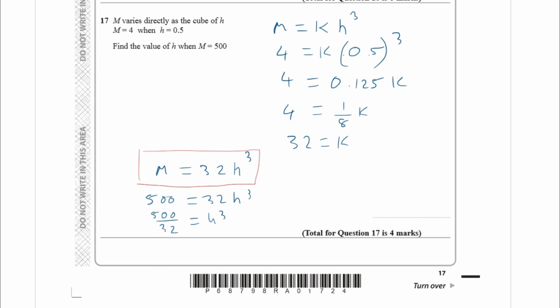And perhaps we can divide both sides by 4. So we can say 500 divided by 4 is 125, and 32 divided by 4 is 8, and this is equal to h cubed. And this is a spot when knowing your cube numbers is quite useful. 125 is 5 cubed. 8 is 2 cubed. So when you perform the cube root of 125 over 8, you get 5 over 2. So remember, to cancel out cube, you need to cube root. And it so happens that 5 cubed is 125 and 2 cubed is 8. I would recommend that you learn your cubes, at least up to 5, so that you recognize situations like these.